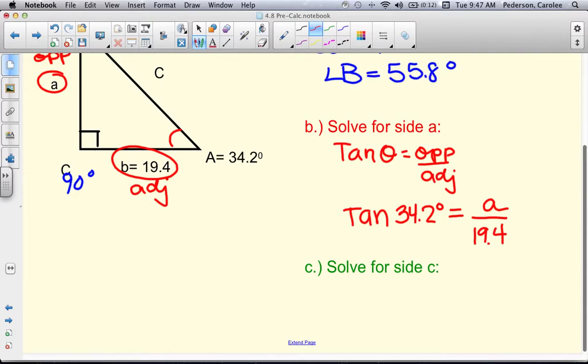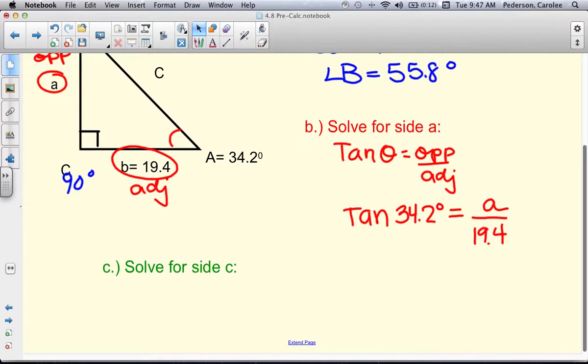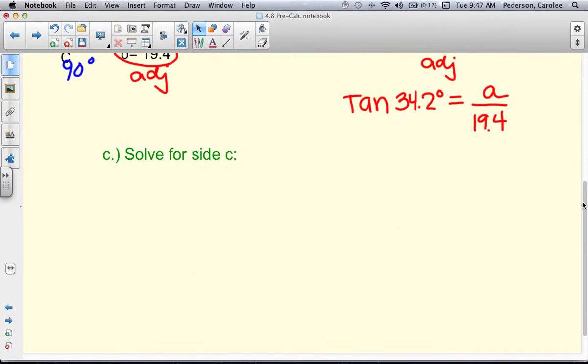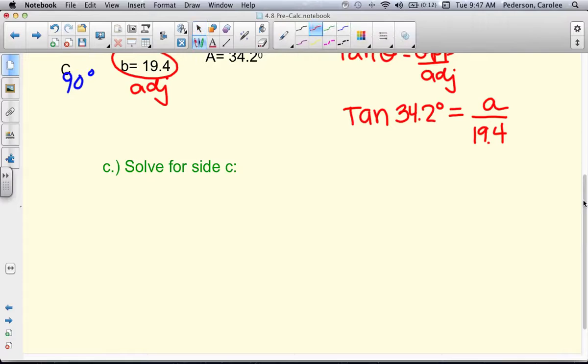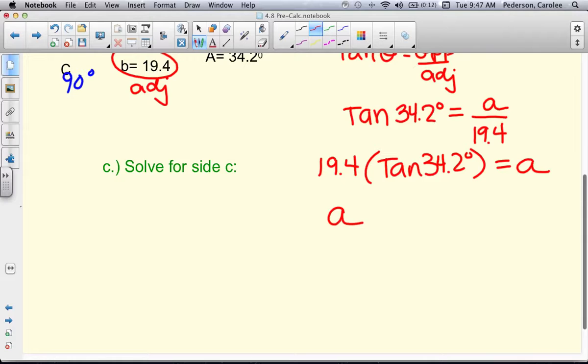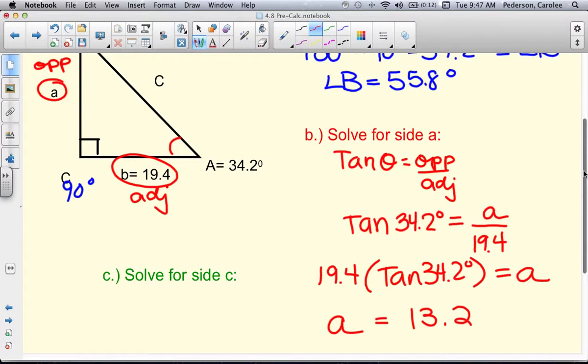Now we're going to solve for side A. What would we do next to solve for side A? Correct. Multiply both sides by 19.4. So 19.4 times the tangent of 34.2 degrees. Make sure your calculator is set up in degree measure, so it's in that mode. And what would be the length of side A now? 13.2. 13.2, do we agree? So now we can go back up to the picture. 13.2.